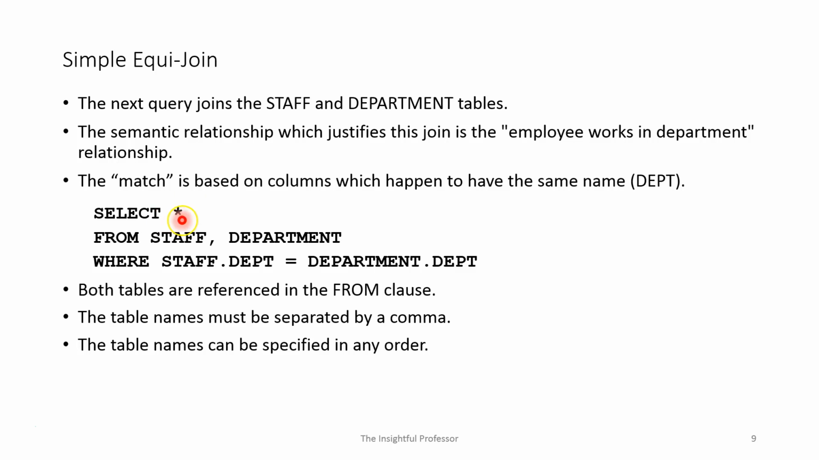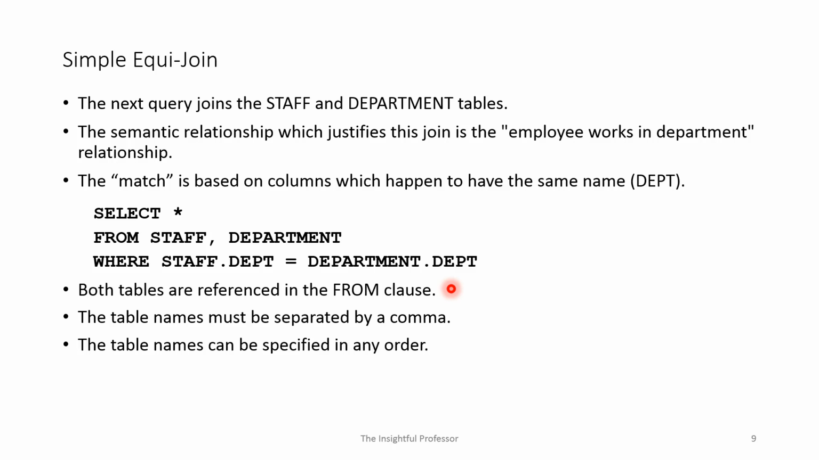We're going to select all of the columns from the staff table, comma, the department table, but we're going to express this relationship that we believe to exist, where the staff member's department is equal to the department table's department. That is, we're looking for rows in a department table and rows in the staff table that have the same value in the DEPT column, and for those rows, we're going to perform the join, that concatenation that I was talking about. So both tables here are referenced in the from clause, and the table names, again, are separated by a comma because we're using the comma-separated syntax.